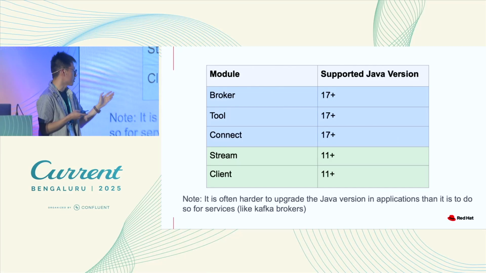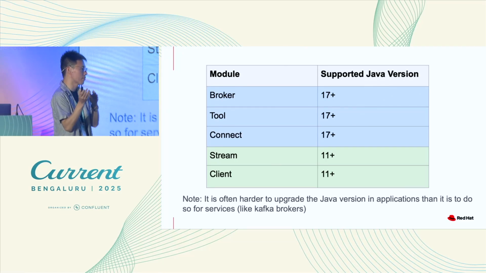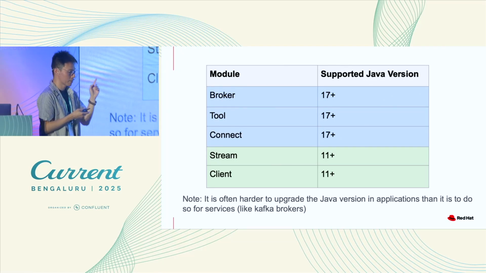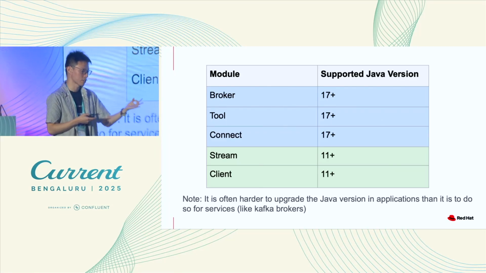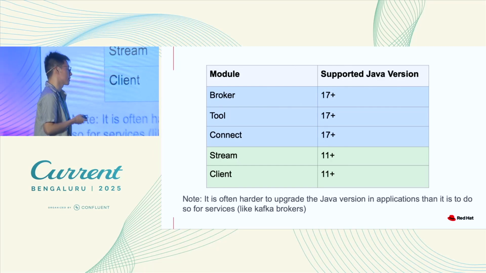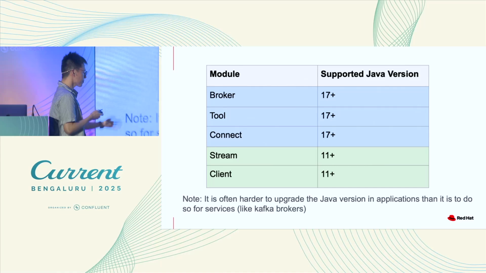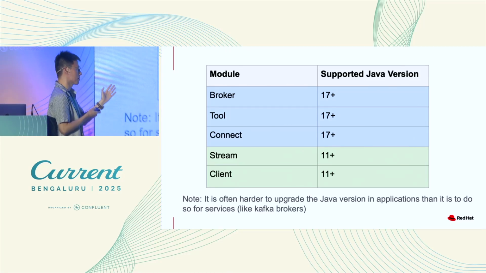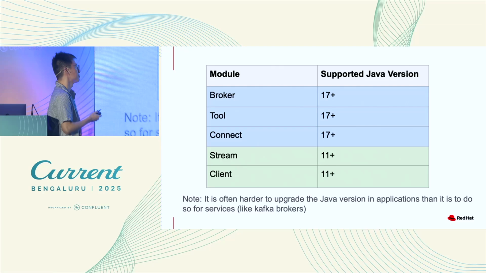But it doesn't mean you can only upgrade to 11. You can always upgrade to 17 or 21 or the latest, 25. Currently, Apache Kafka is tested under 17, 11, and 21. So it should be safe to upgrade to Java 21 too. But just in case you didn't know, this is the list of the minimum supported Java versions. So please check your Java version before you upgrade your broker or client to 4.0.